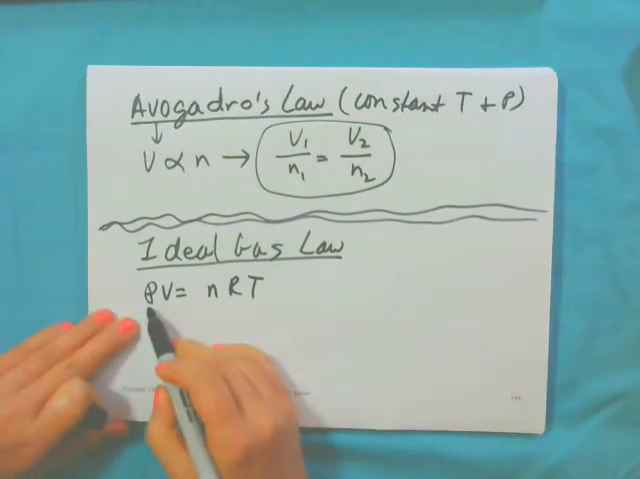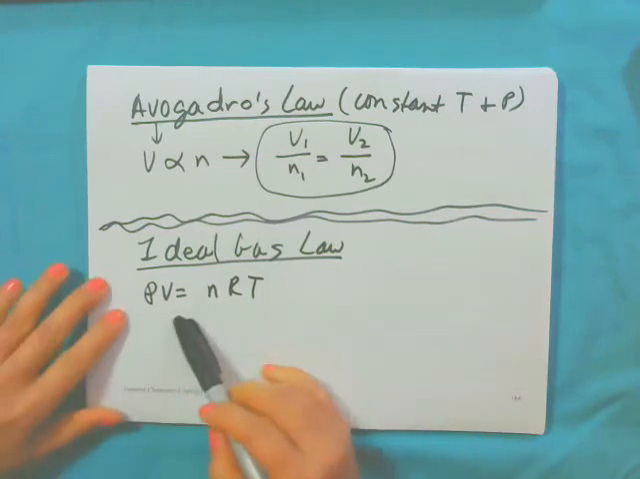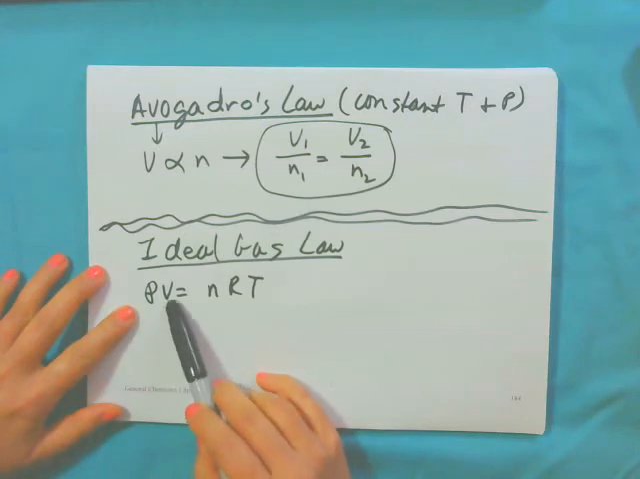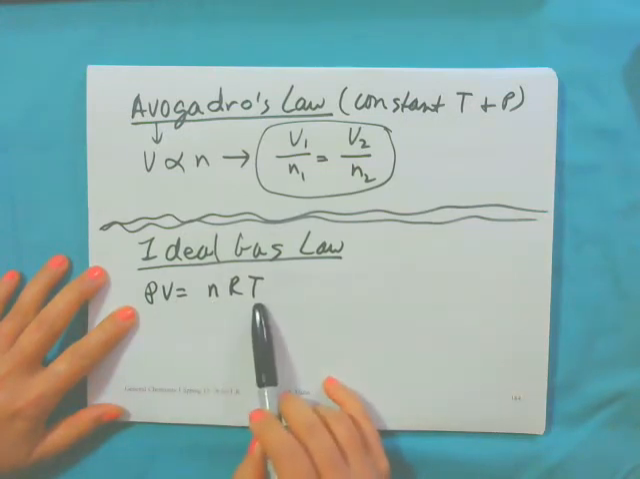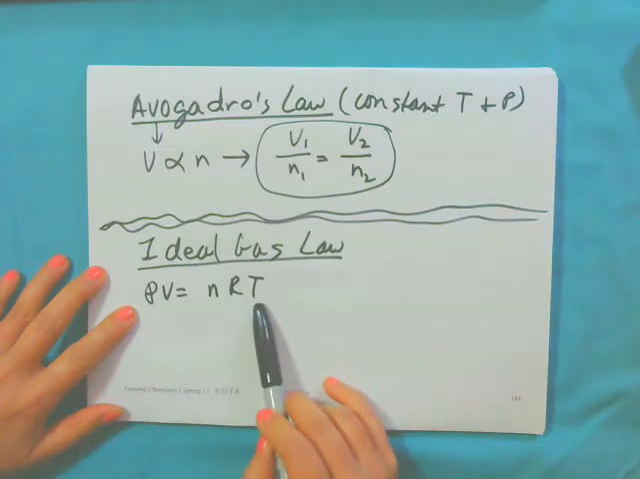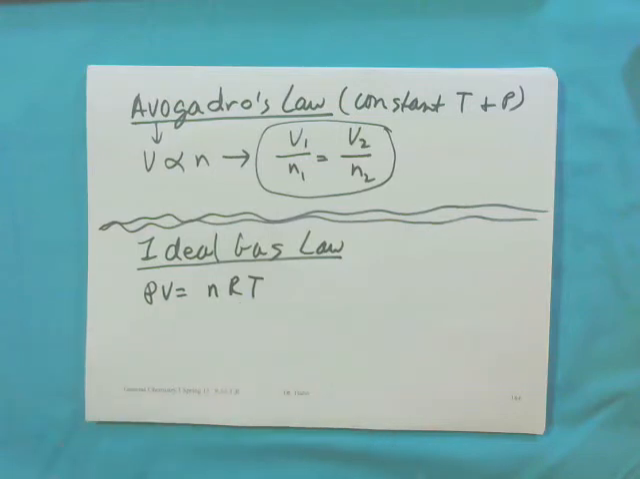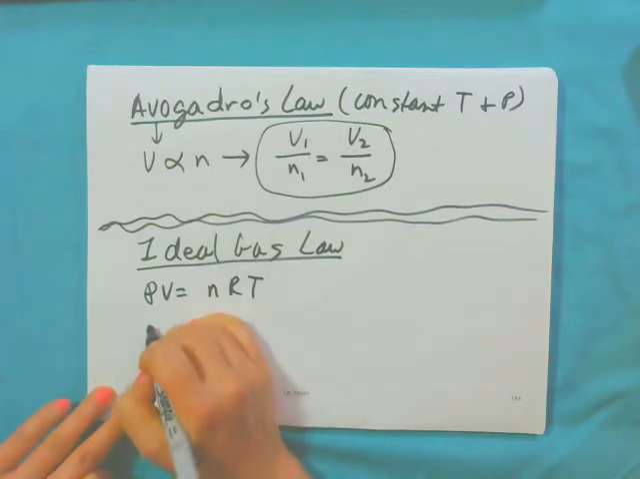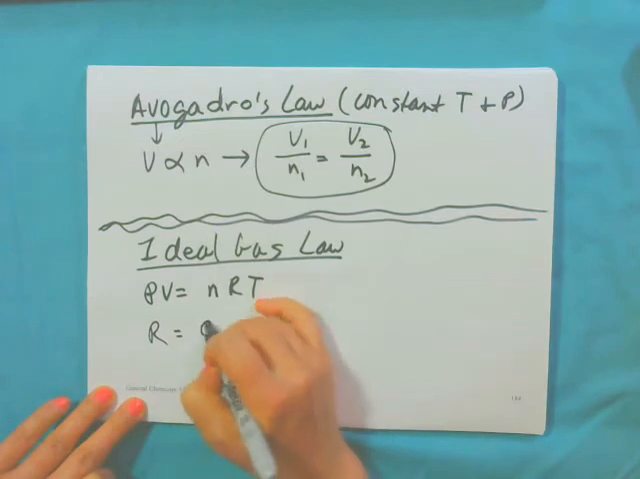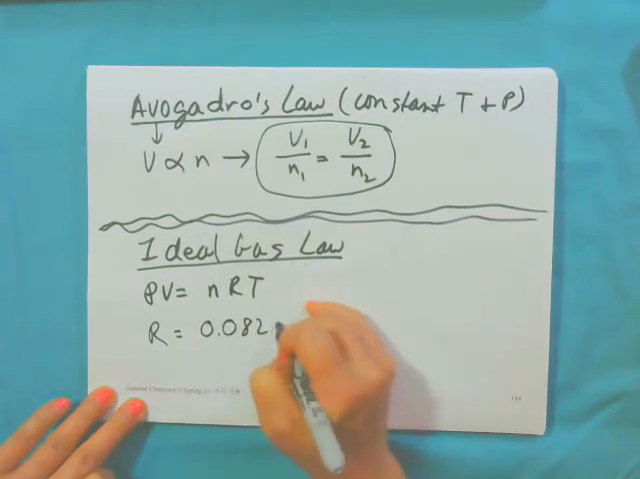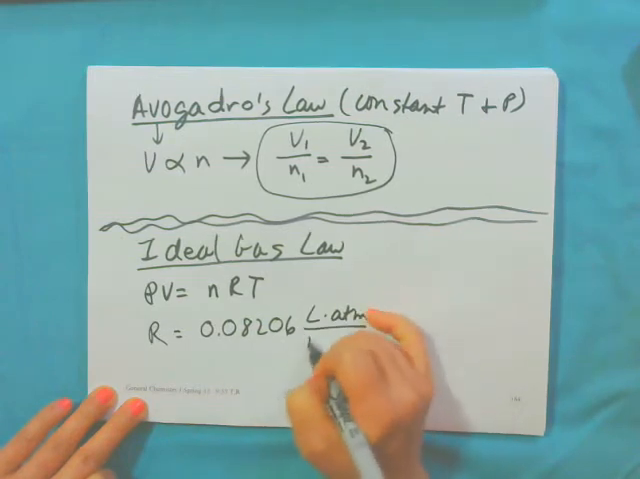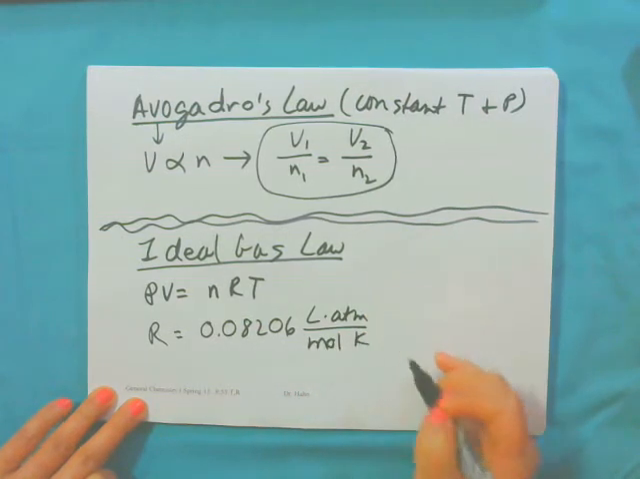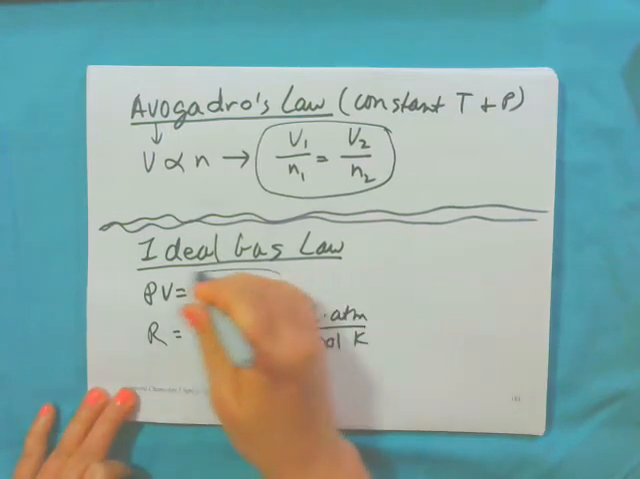Now the symbols are the same as they were in our simple gas laws. P represents pressure, V represents volume, n represents the number of moles, and T represents the temperature of our gas. Now what's R? R is the ideal gas law constant. R is equal to 0.08206 liter atmosphere per mole Kelvin. So here is our ideal gas law.